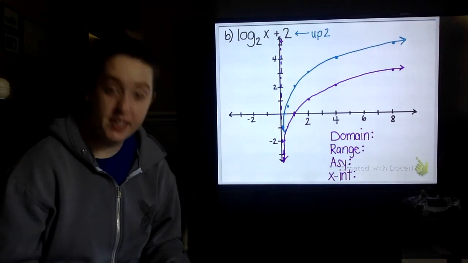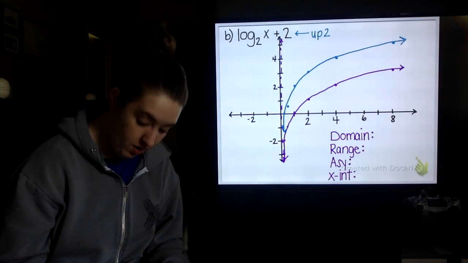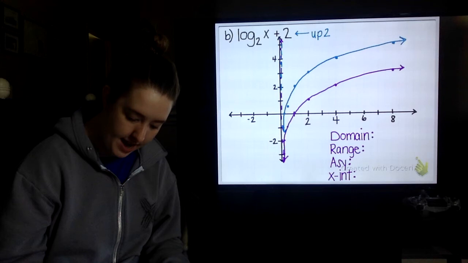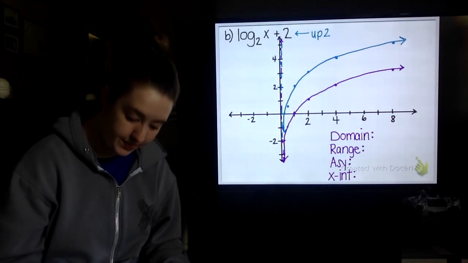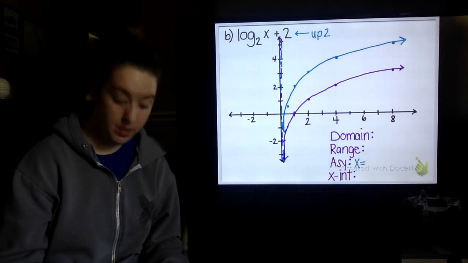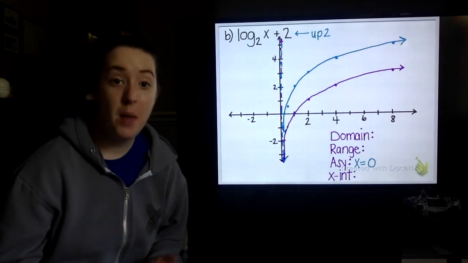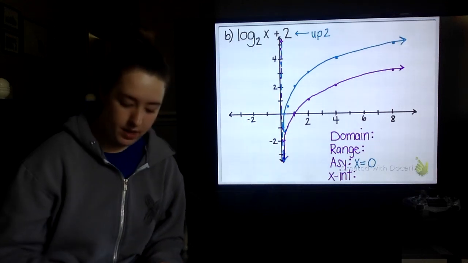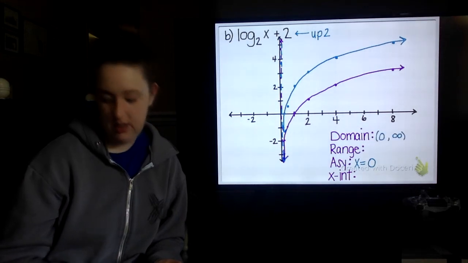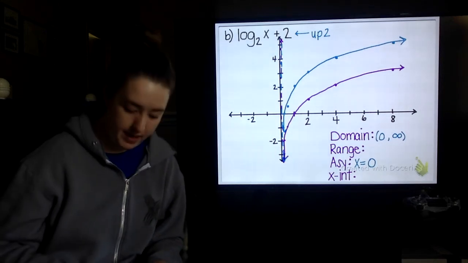So when we shifted up and down, my asymptote didn't change at all. I still have my asymptote right there at x equals 0. Since my asymptote didn't change from x equals 0, that means my domain doesn't change either. My x values still start at 0, so I'll have parentheses, 0 to infinity, close parentheses. My range I still have as negative infinity to positive infinity.